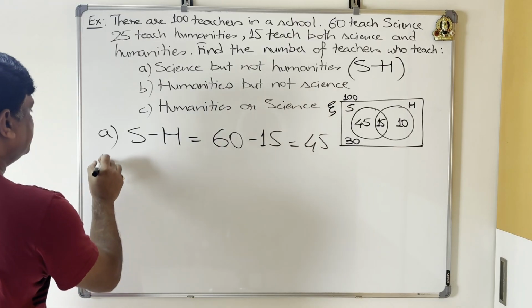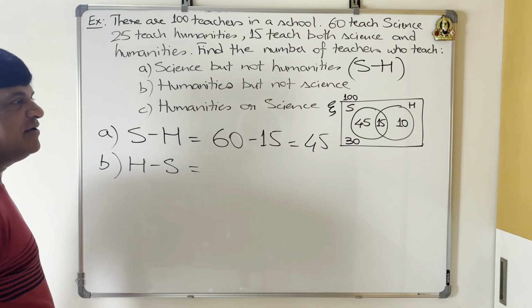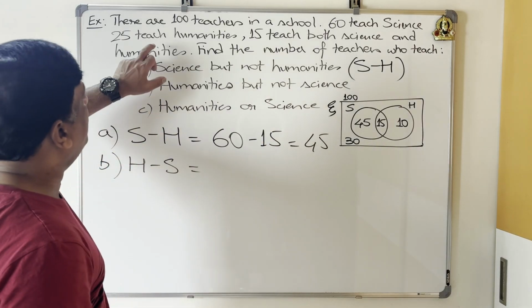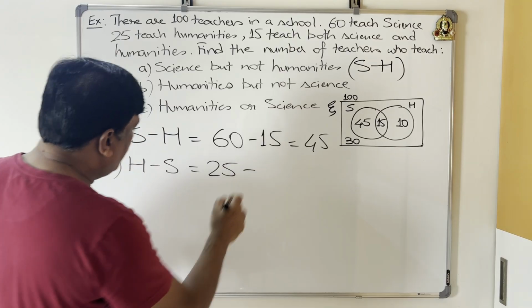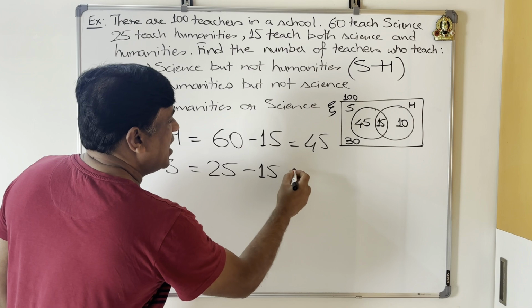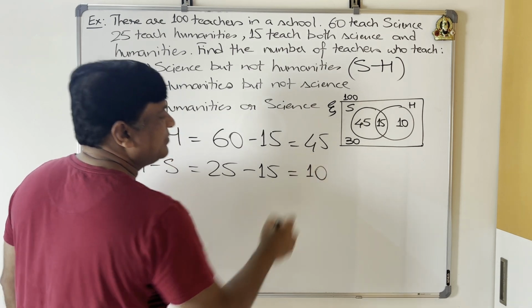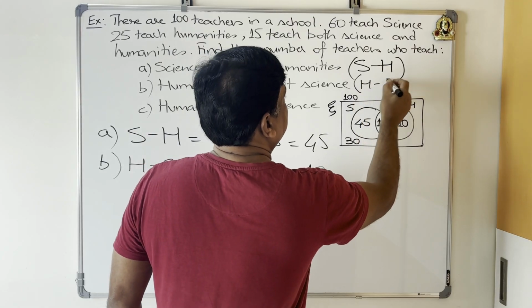With the same logic, the next one is H minus S. The total number of teachers teaching humanities is 25. Out of those, how many were teaching science? It's 15. So the answer is 10. That is what they are asking you to find: H minus S.